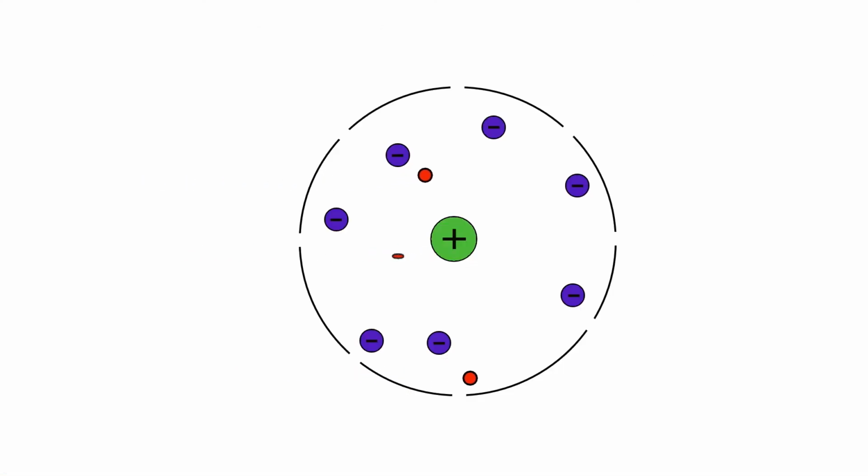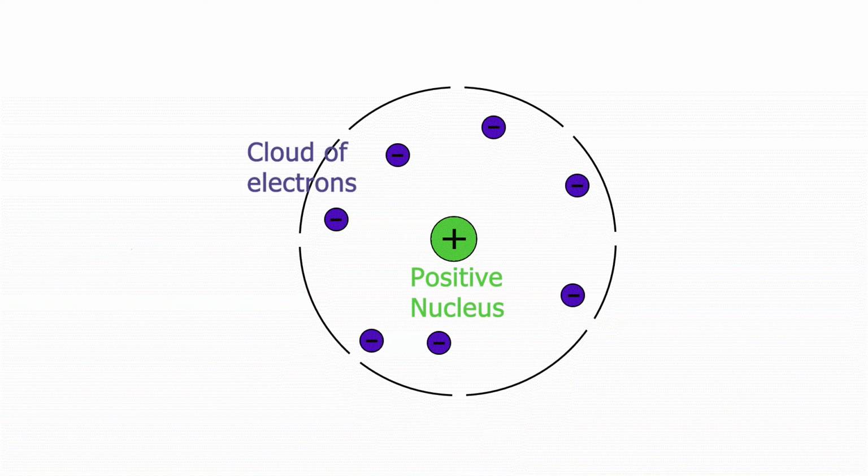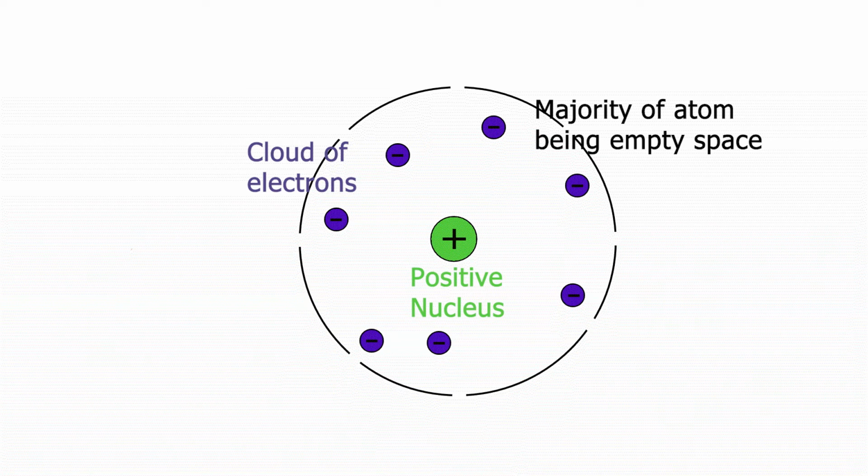Instead, Rutherford created a new theory of the nuclear atom, basically saying there is a small positively charged nucleus in the center, and surrounding it was a cloud of electrons, with most of the atom being empty space.